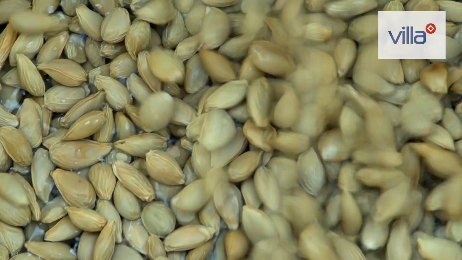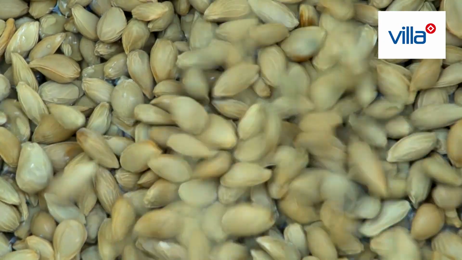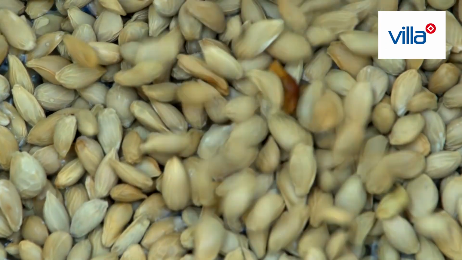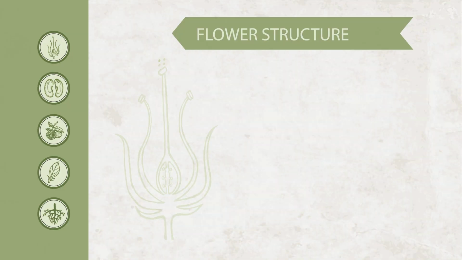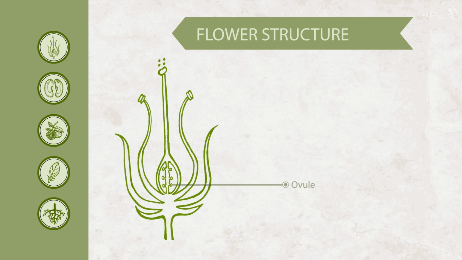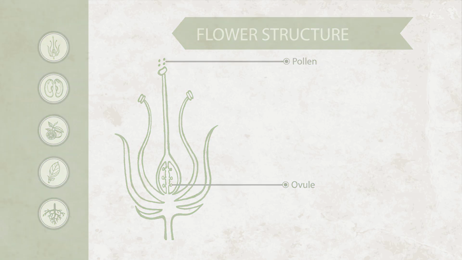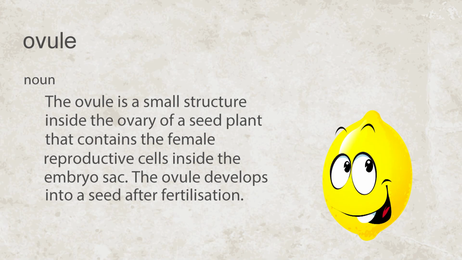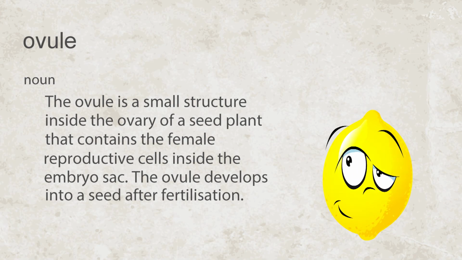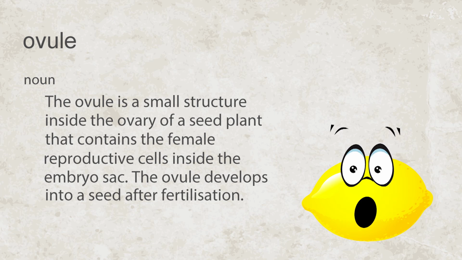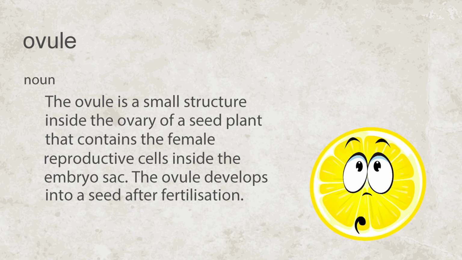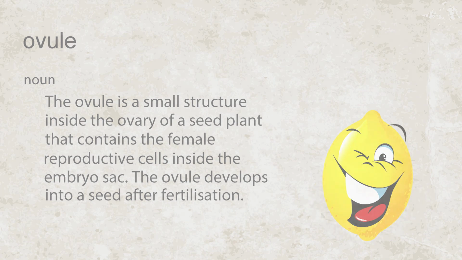Citrus seeds have a rare characteristic that has implications for how these plants are propagated commercially. In the case of plants that reproduce sexually in the ovule inside the flower, the male cells produced by the pollen fertilize the female reproductive cells, called ova, and an embryo is formed. The ovule is a small structure inside the ovary of a seed plant that contains the female reproductive cells inside the embryo sac. The ovule develops into a seed after fertilization.